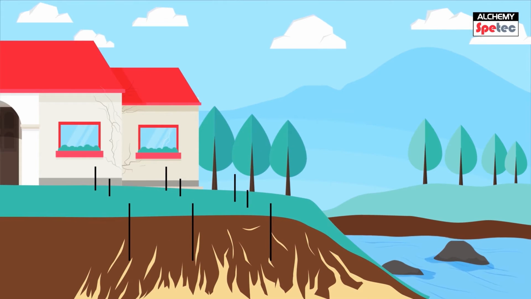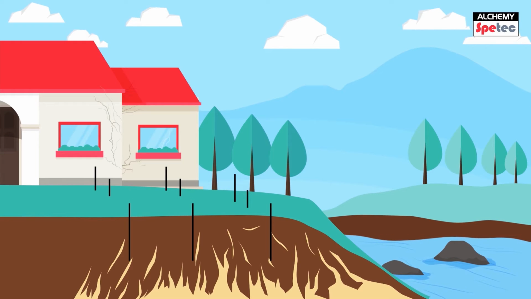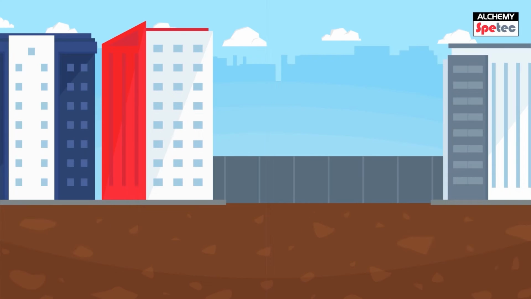Injecting Alchemy SpeedTech Soil Stabilization Resin fills voids and solidifies the soil to prevent additional structural damage. It can also provide a foundation for lifting the structure if sinking has already occurred. Alchemy SpeedTech Soil Stabilization Resins reinforce excavation areas next to existing buildings.